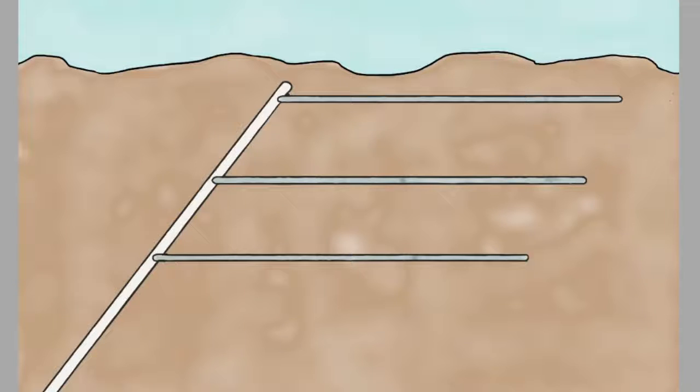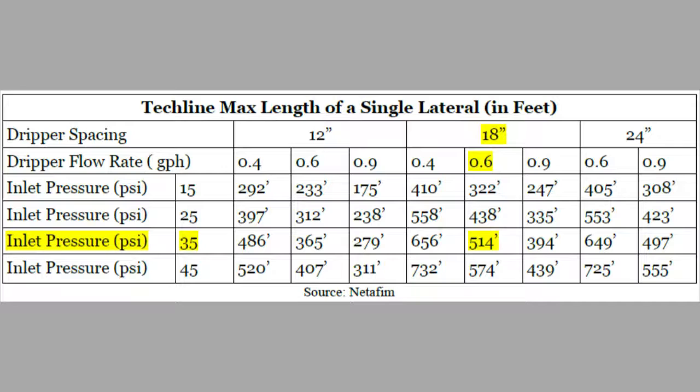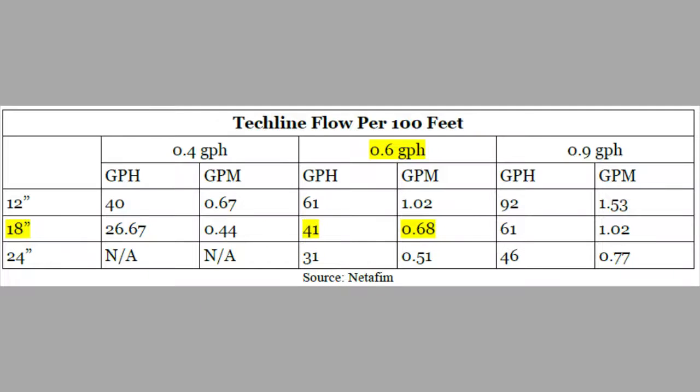So we're going to look at our chart, and we've chosen the 18-inch spacing with the 0.6 gallon per hour flow rate. And we see from the chart that we can get 514 feet on a lateral line. Now, we're also going to take a look at our chart that shows the flow per 100 feet. And what we're looking at here with our product, we see that the flow per 100 feet is 0.68 gallons per minute. You could use the gallons per hour figure, but you'll just have to multiply your end result by 60 to get your gallon per minute.